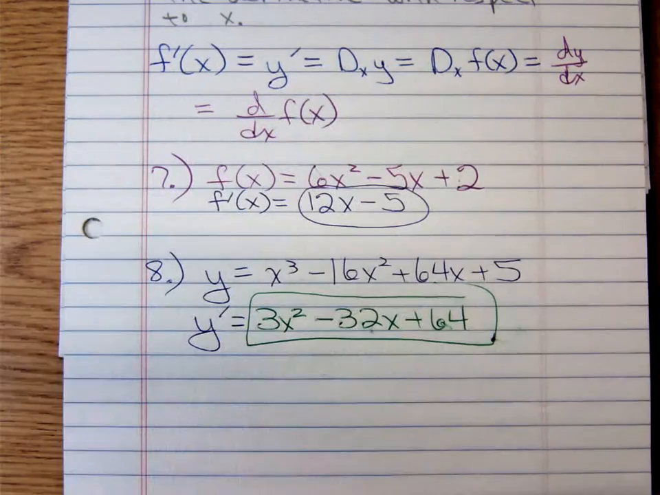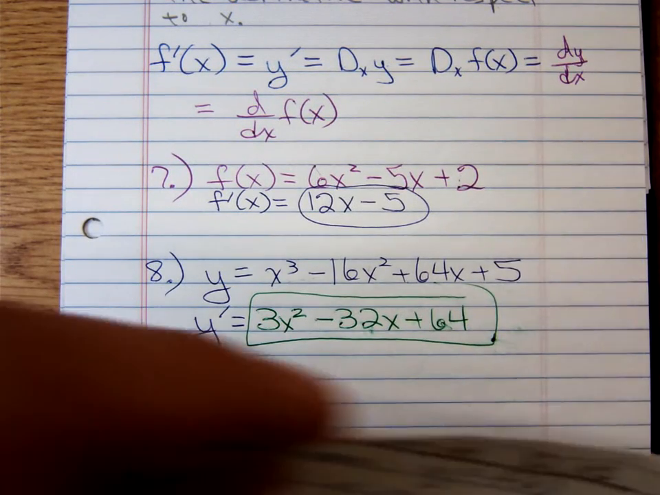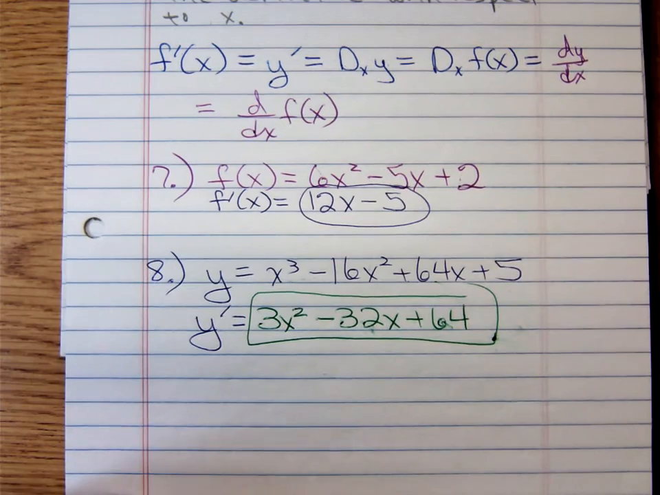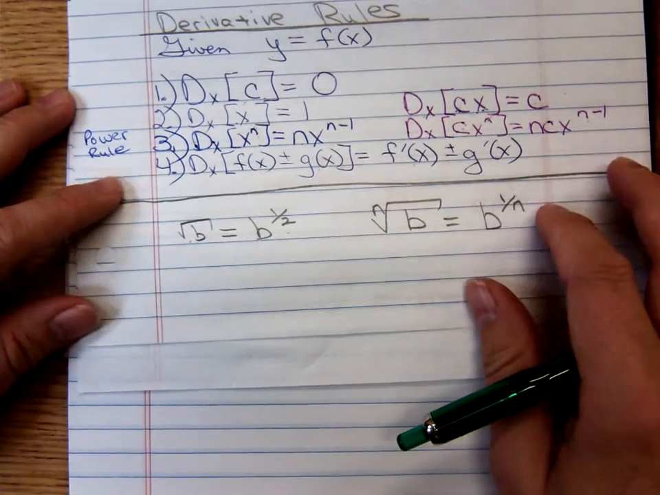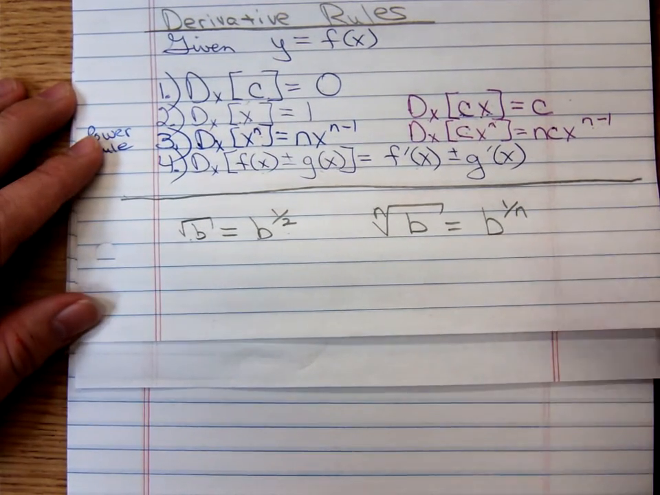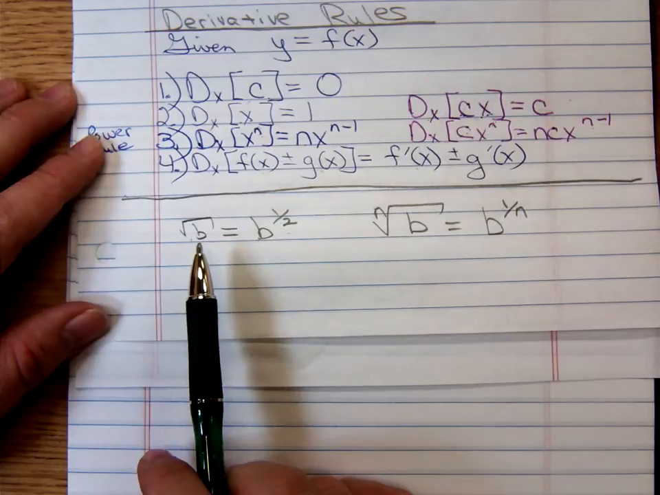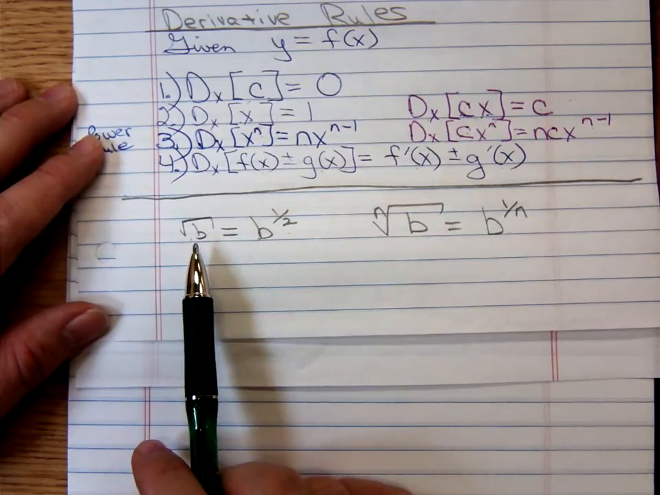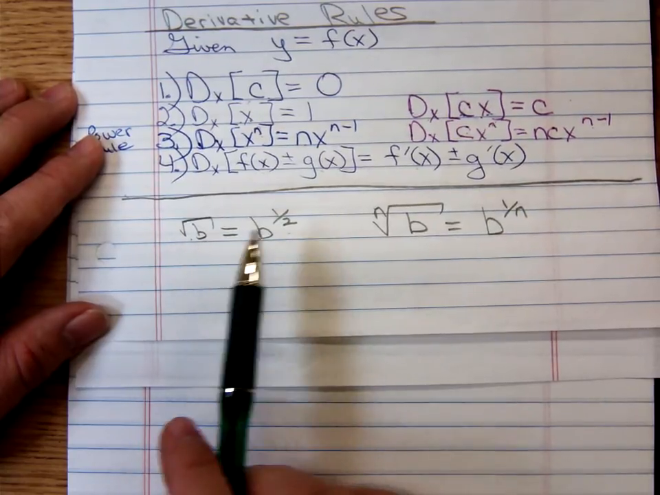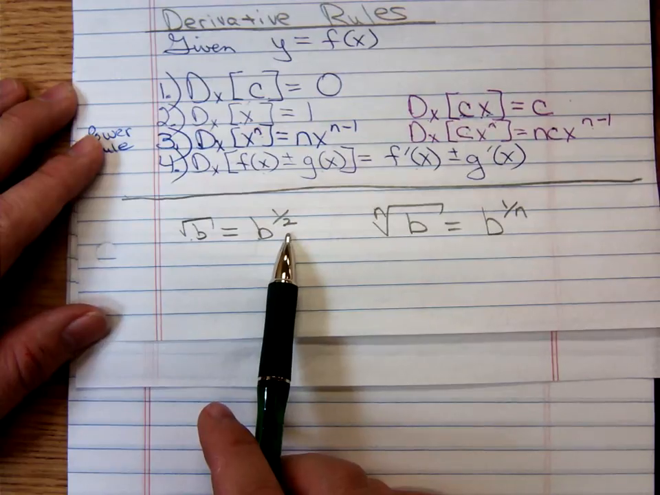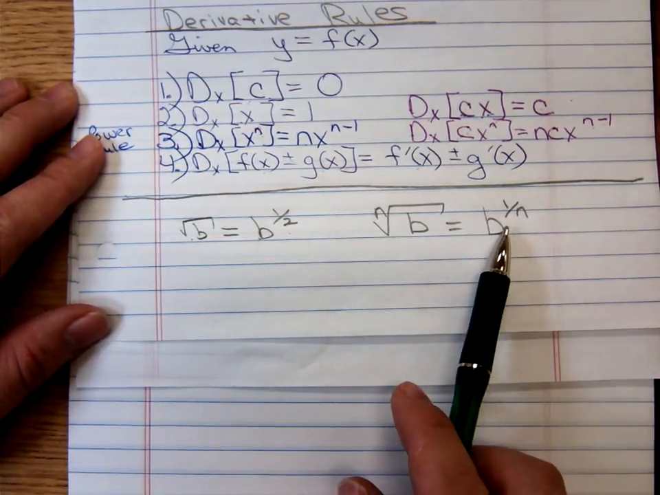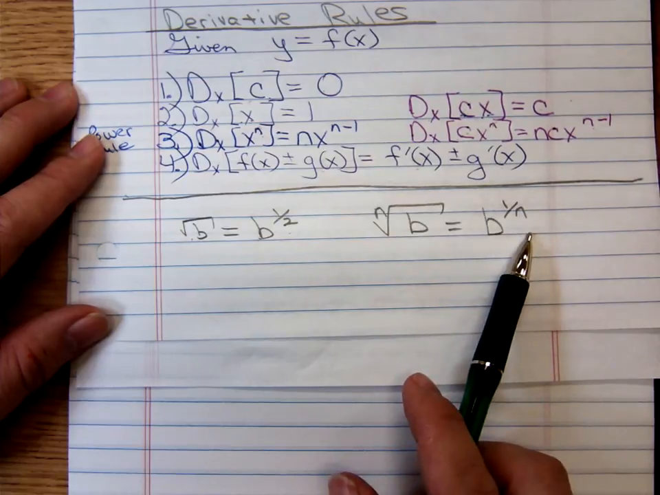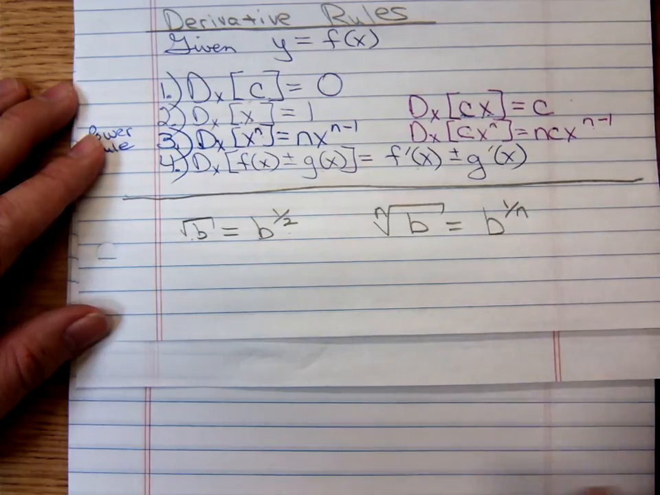You're going to have to commit these derivative rules to memory. We'll be using them all semester long. Also in terms of properties of exponents, you're going to have to remember how to write radicals. A square root is written as an exponent of 1/2. An nth root is written as an exponent of 1 over n. But that's not a derivative rule. That's just a definition of rational exponent, if you want to call it.